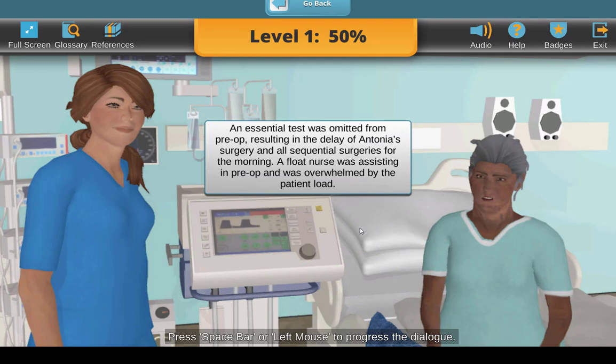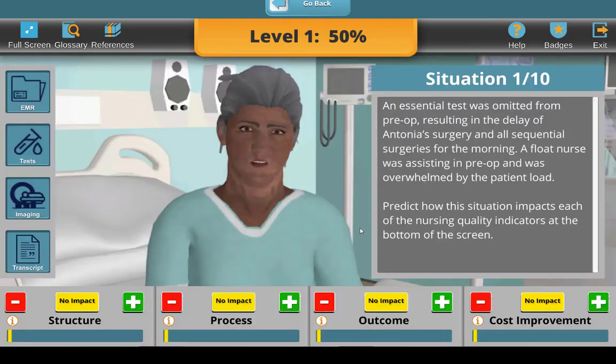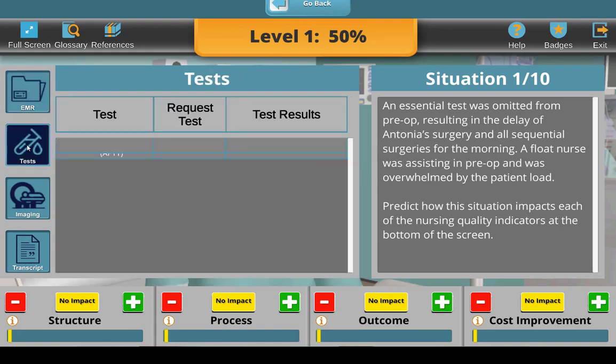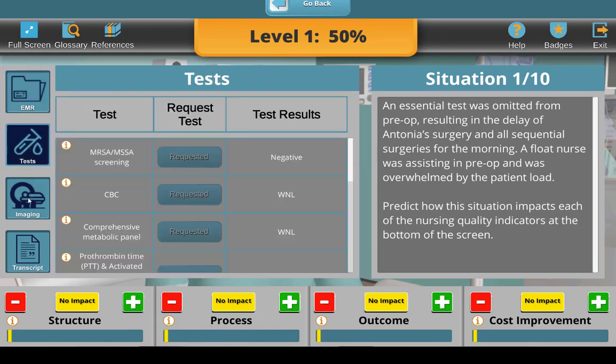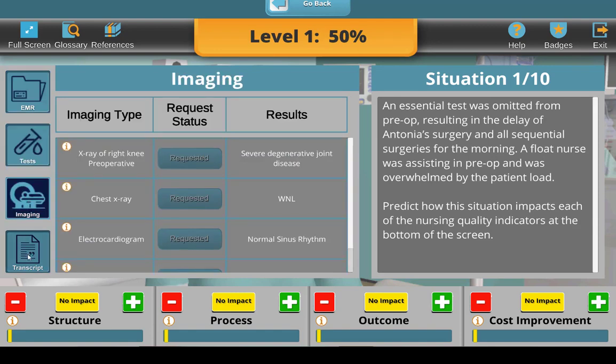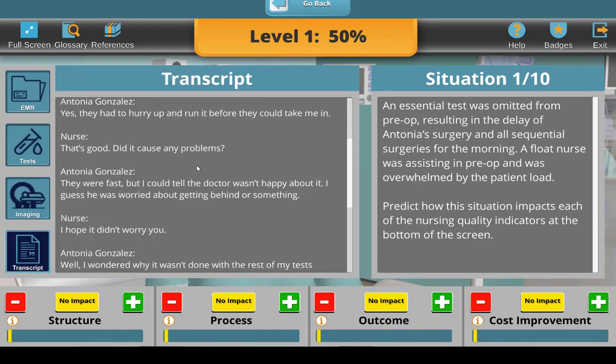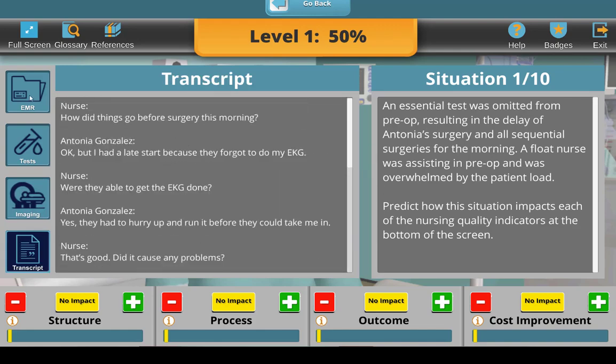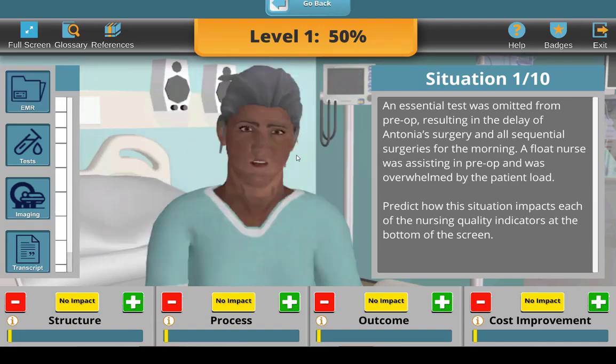So here we are at our first point. An essential test was omitted from pre-op, resulting in the delay of her surgery and all sequential surgeries. A float nurse was assisting in pre-op and was overwhelmed by the patient load. So now it's our turn to, number 1, get to know our patient. So here's her EMR. Here are some tests and some imaging. And then this is the transcript, by the way, of that whole dialogue in case the learner wants to go back and review any of that. Okay. All right, so we'll put that away.